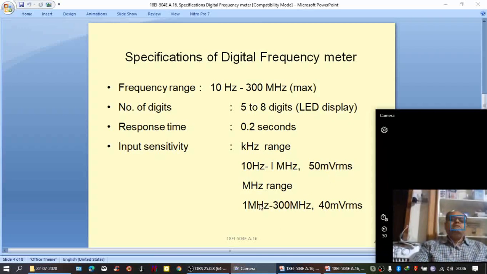On the other hand, in megahertz range, the minimum amplitude of the input signal pulse is 40 millivolts RMS. So, the pulses of the unknown frequency signal should have a minimum of 40 millivolts RMS amplitude.